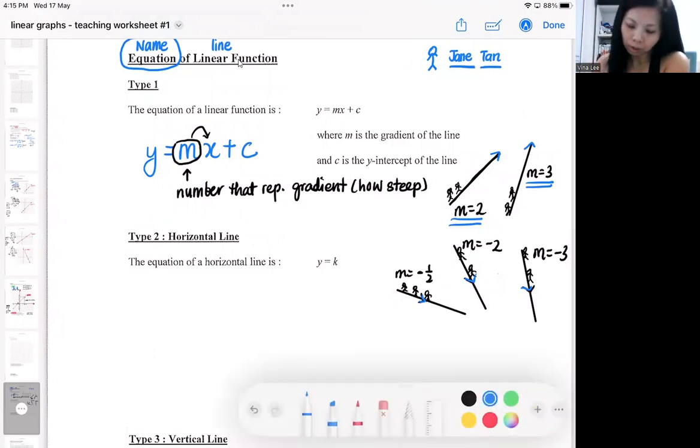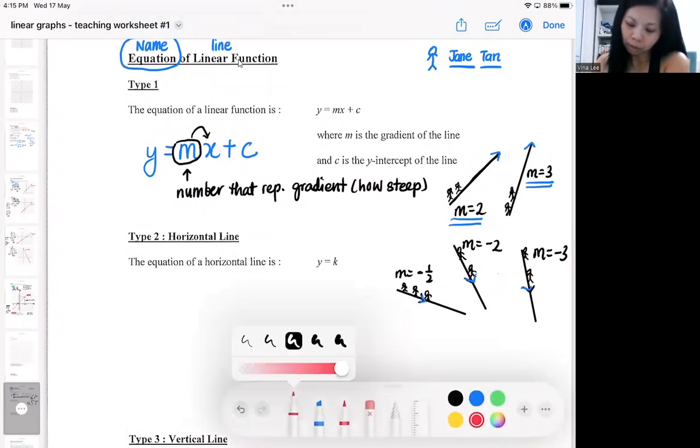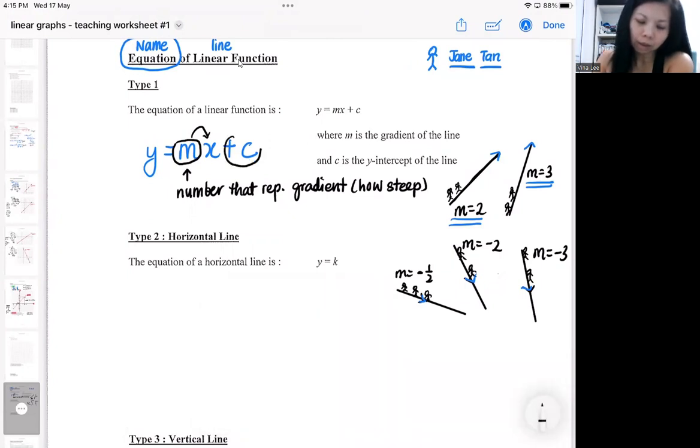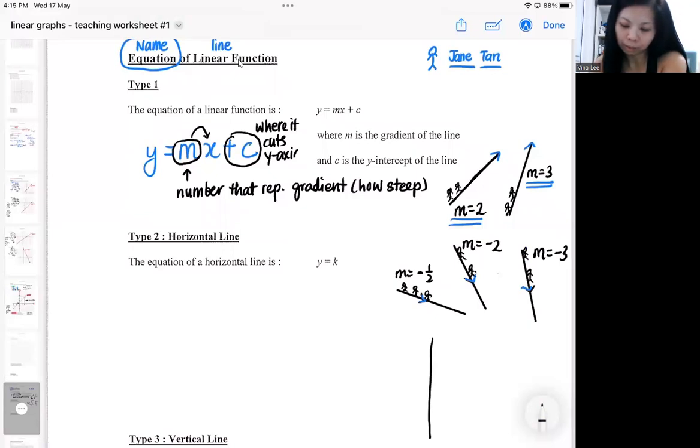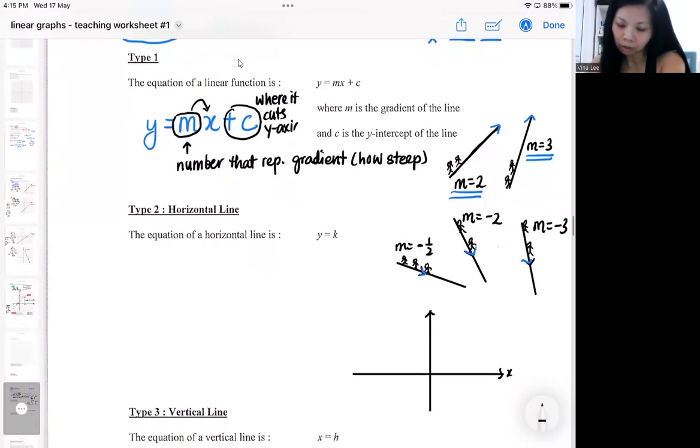Then the next one will be the c. c is where it cuts the y-axis. So where exactly is the y-axis? The y-axis is here. The y-axis is on the vertical part.